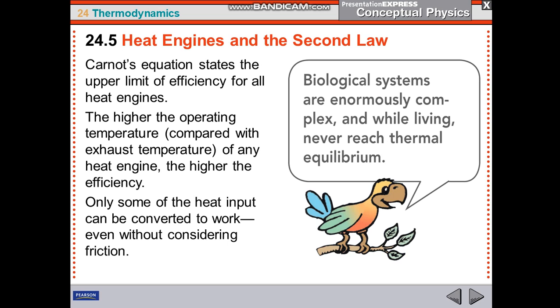Carnot's equation states the upper limit of efficiency for all heat engines. The higher the operating temperature of any heat engine, the higher the efficiency. So if the operating temperature is higher, the efficiency of the engine will also be higher. Only some of the heat input can be converted to work even without considering friction.